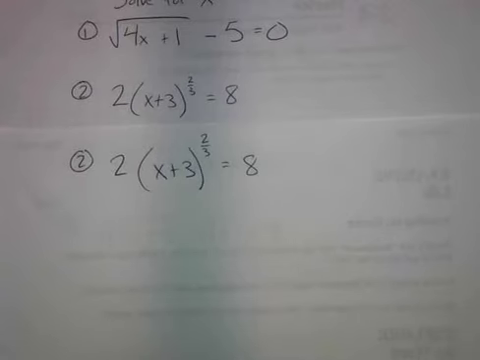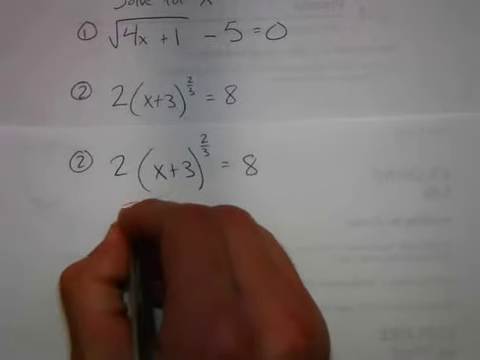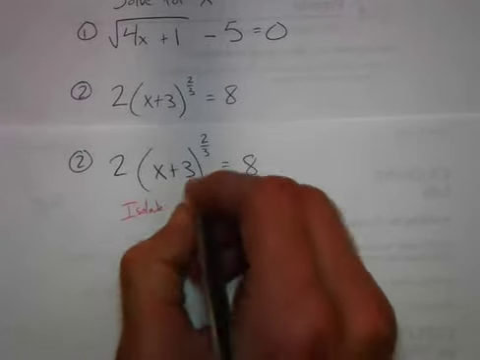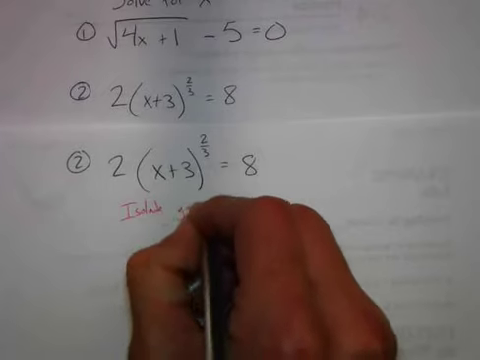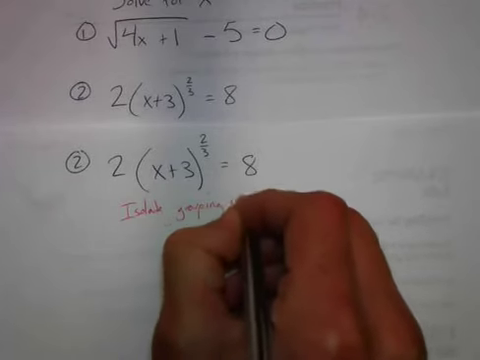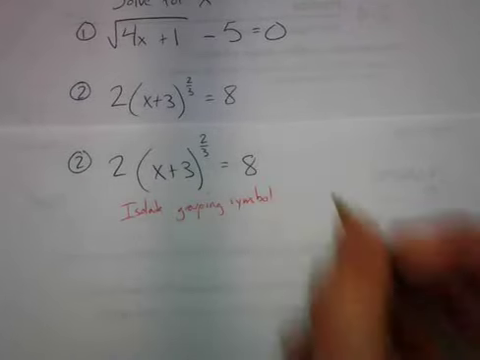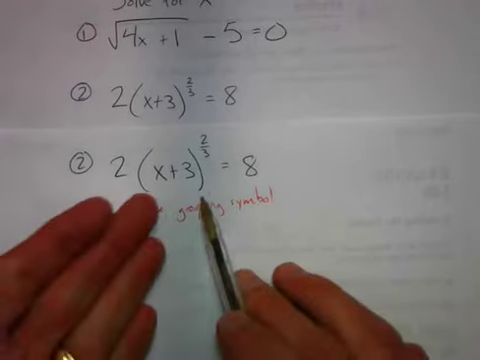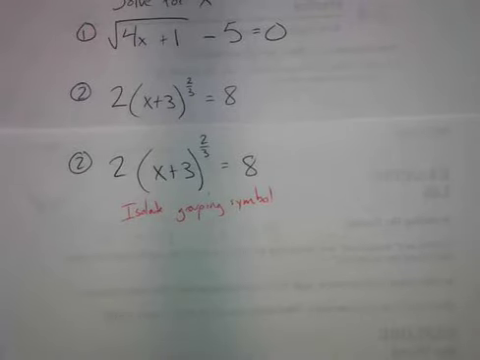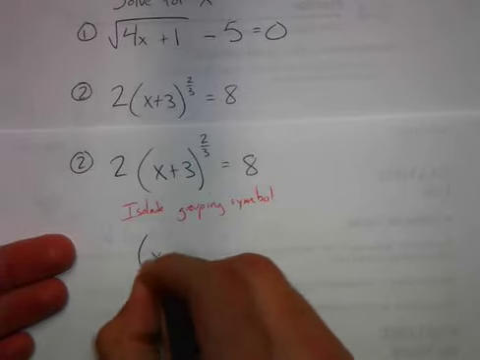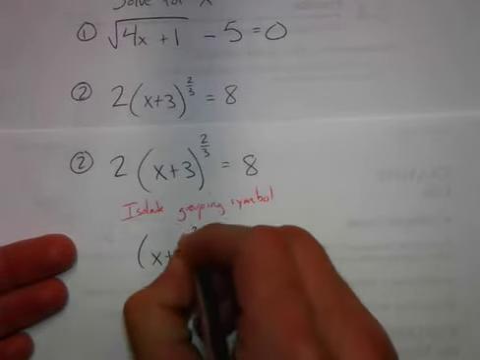So we're going to make the same note as we did in the first example. We have to isolate the grouping symbol. And since we have a grouping symbol here, but there's the 2 being multiplied by it, how in the world would we isolate it? Simply divide both sides by 2. So how do we isolate the grouping symbol? We divide both sides by 2.